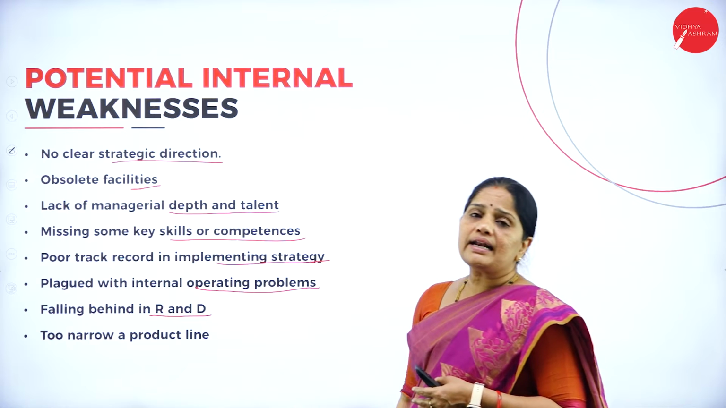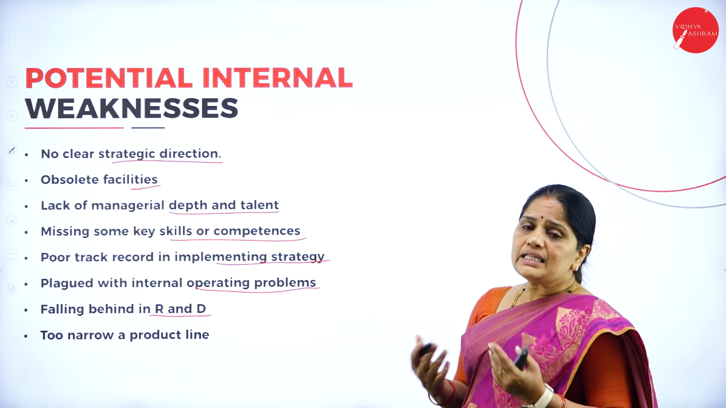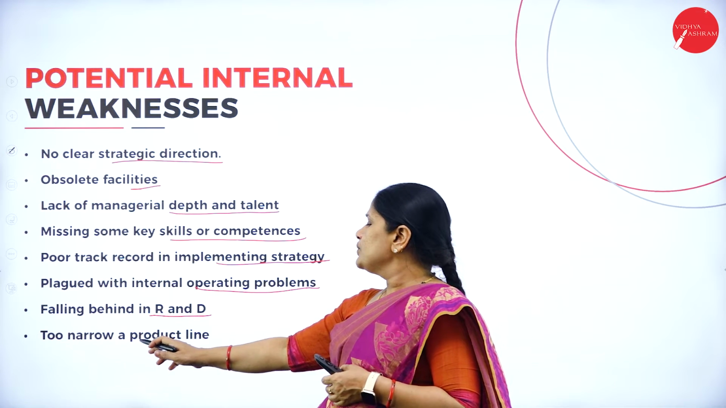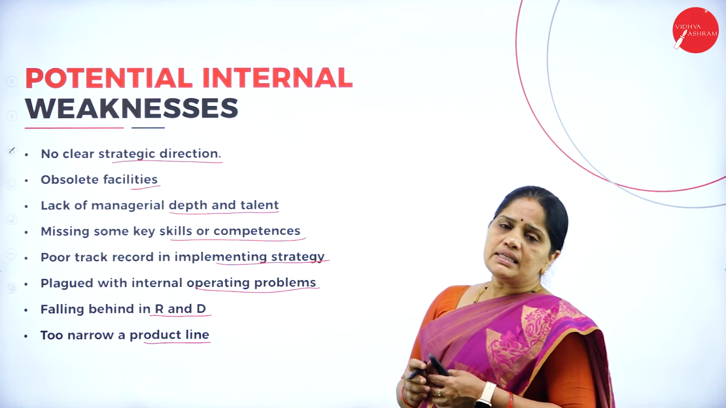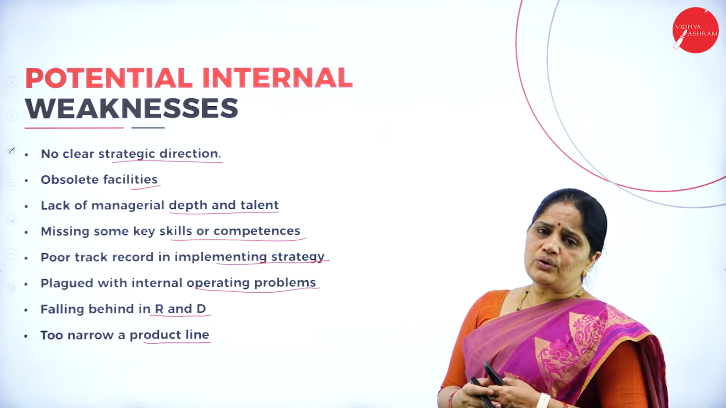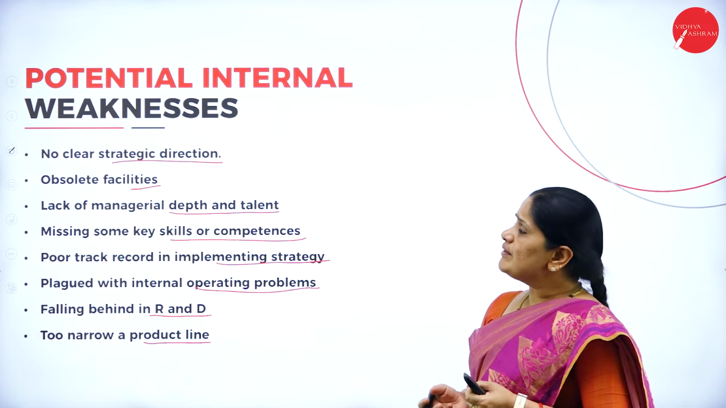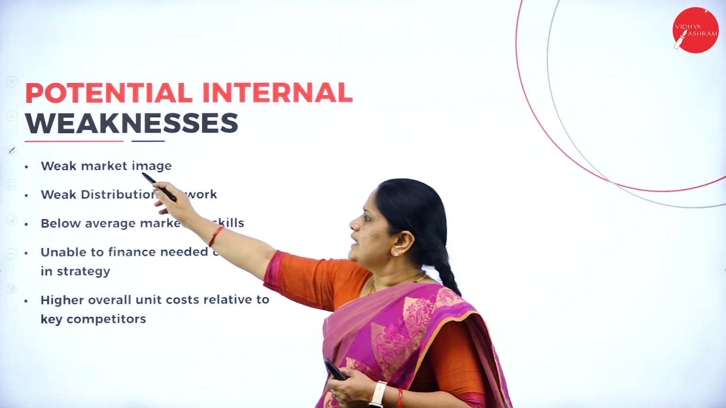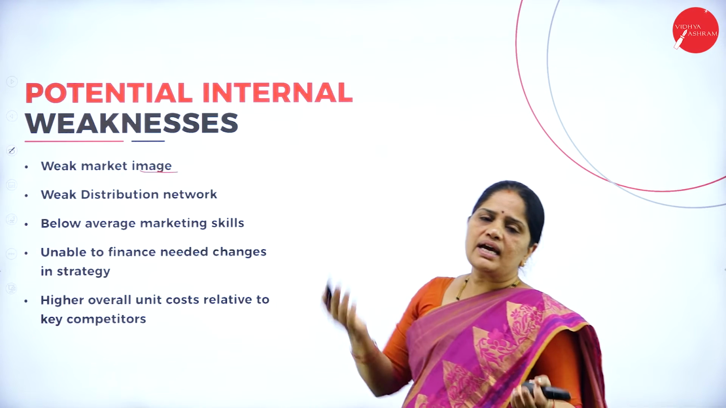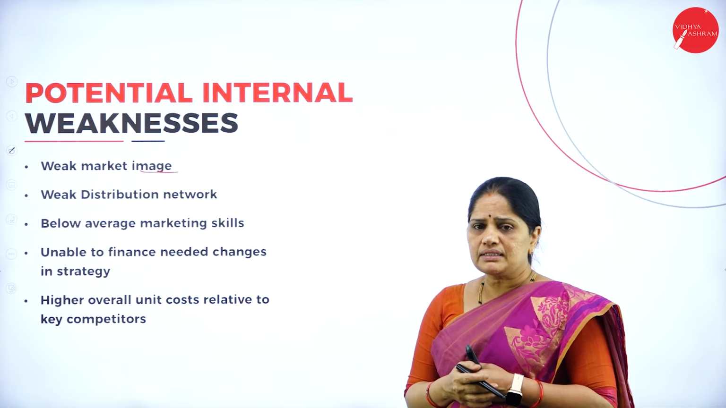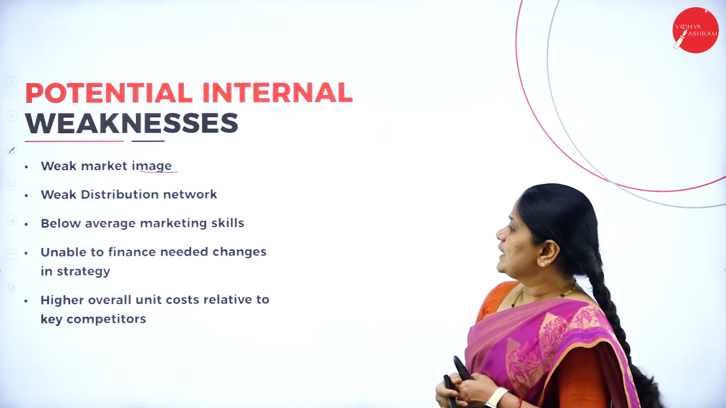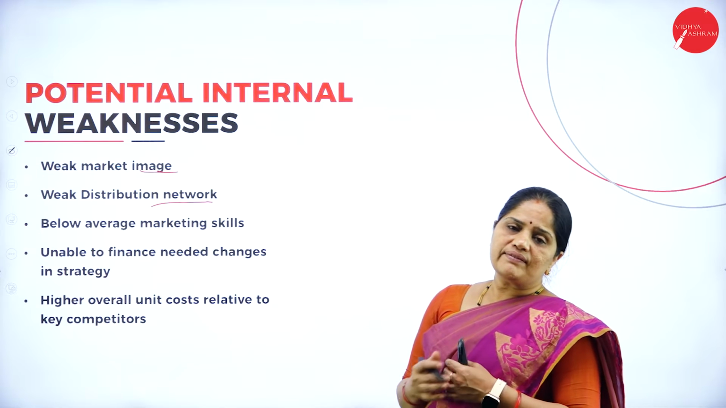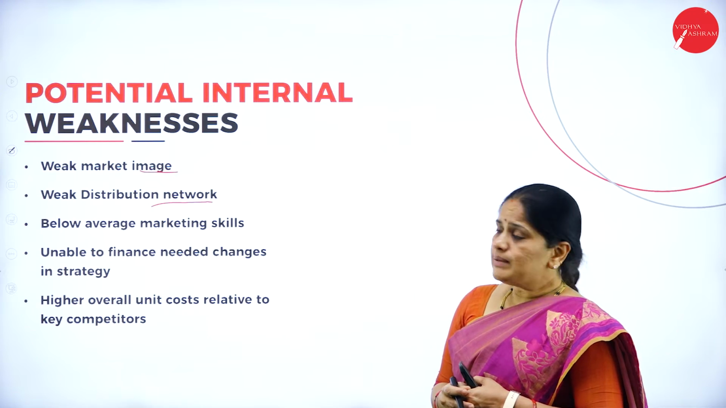Falling behind in R&D, that is research and development. They don't have a proper research and development facility in the organization. Too narrow a product line. That is, the product line is too narrow, because of which it becomes a weakness for the company. Next is weak market image. So it does not have a favorable market image among the public. So that becomes a weakness. Then weak distribution network. So they don't have a distribution network. So that becomes a weakness.